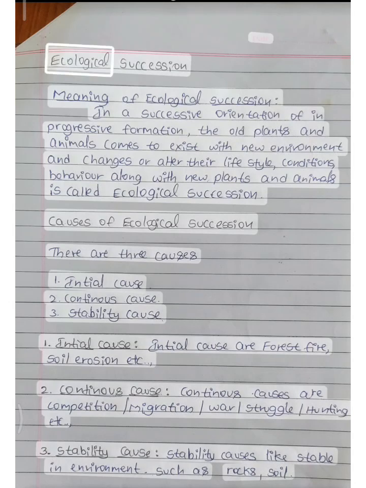Ecological succession. Meaning of ecological succession: in a successive orientation of progressive formation, the old plants and animals come to exist with the new environment and change or alter their lifestyle, conditions and behavior along with new plants and animals, which is called ecological succession.